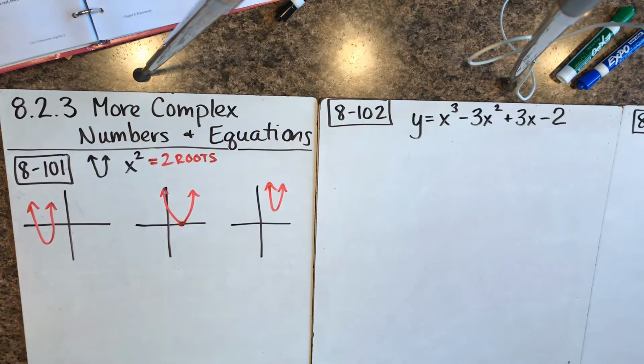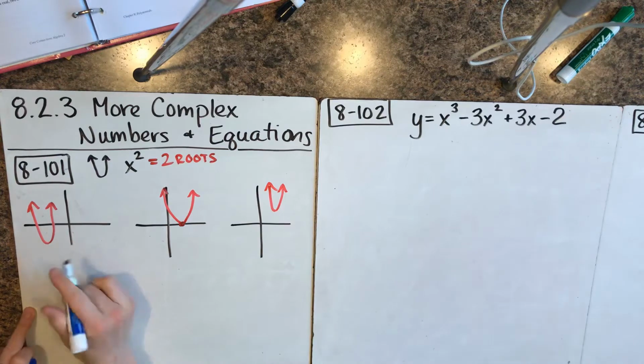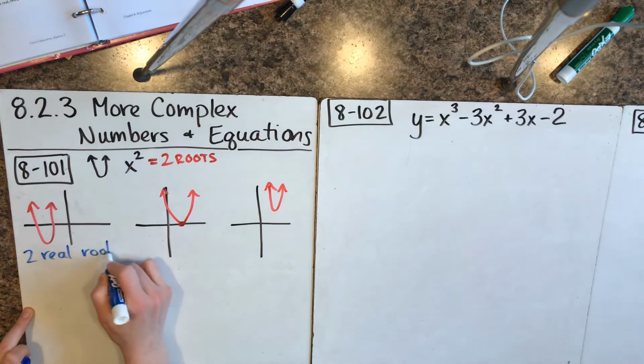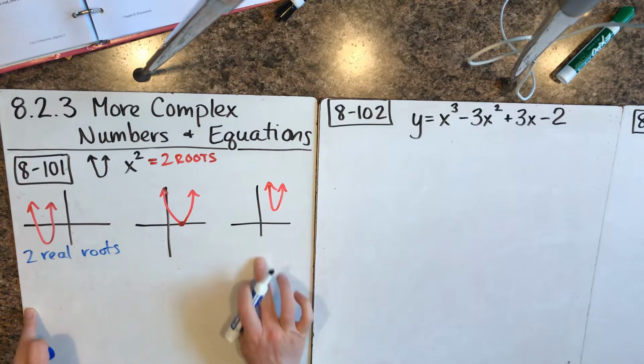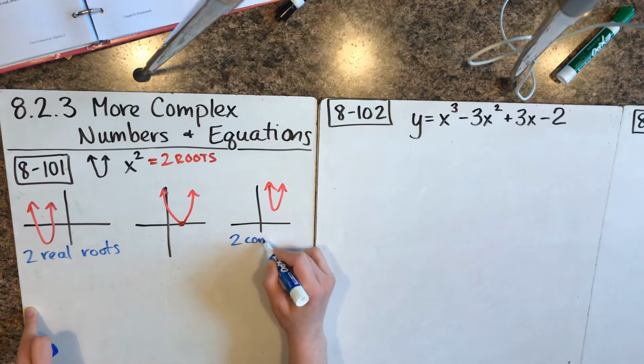When we can see the roots, where they cross the x-axis, that means they're real. Two real roots. When we can clearly see that they don't cross the x-axis, that means that we have two complex or imaginary roots.